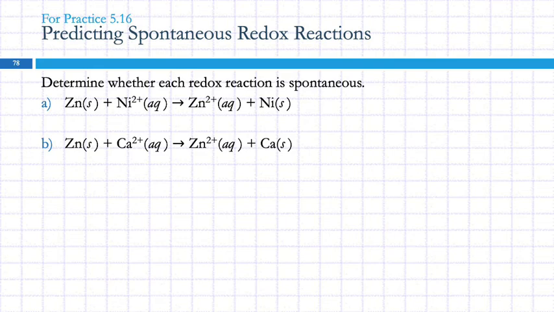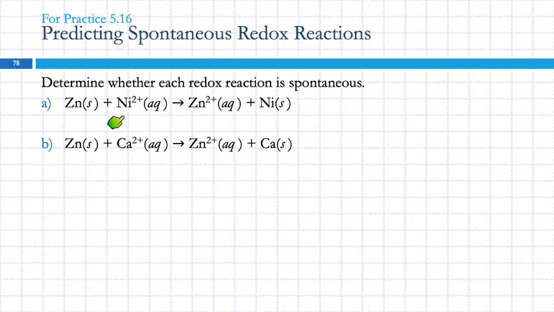So determine whether each redox reaction is spontaneous. The good news is this is the last slide. Here we have zinc and nickel. So zinc and Ni2+. Who has the girl? Zinc or nickel? Nickel does. All charged up because he's got the girl, right? He's got a 2+ charge. He's happy. This guy's neutral, right?